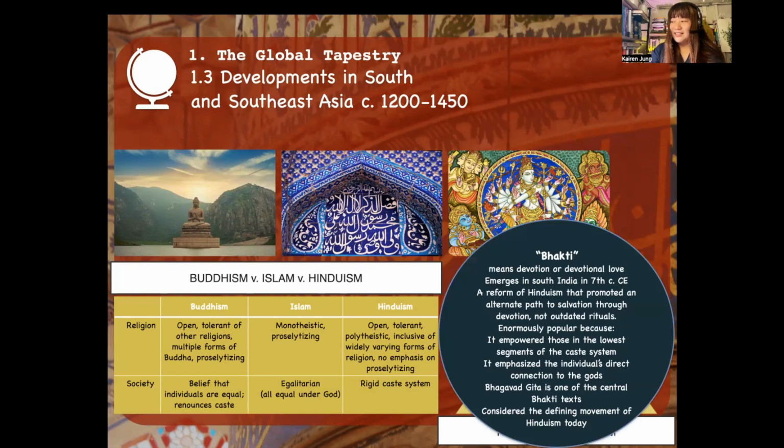So you didn't have to sacrifice 2 lambs and a goat in order to be saved, whatever it meant in your religion to be saved, because they had different types of gods and different rituals and different religions within this vast compendium of the Hindu pantheon. It was enormously popular because it empowered the people in the lowest segments of the caste system, and it emphasized the individual's direct connection to gods, much like how Martin Luther and his Protestant reform would lead to people realizing that they can actually connect to their higher power individually without the mediation of the Catholic Church.